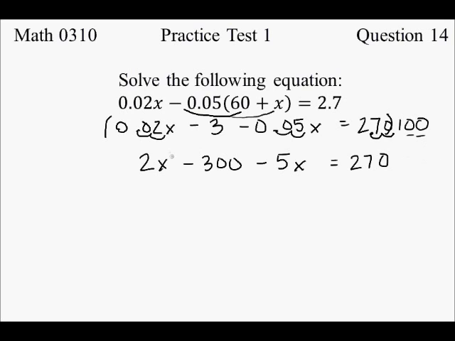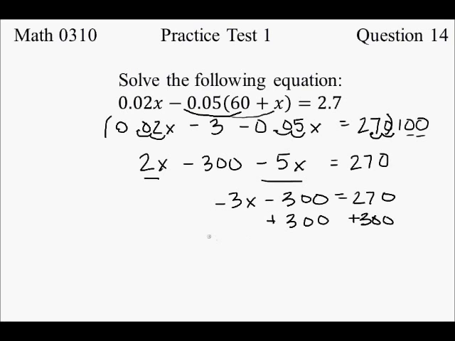And now we can see we have like terms on the left-hand side. So 2x minus 5x, that's going to give us a negative 3x there. Minus 300 equals 270. And so here we need to get rid of the minus 300, so we have our x term by itself, so we're going to add 300 to get that clear. Do that to both sides, so we end up with a negative 3x, nothing there, equals 270 plus 300 is 570.